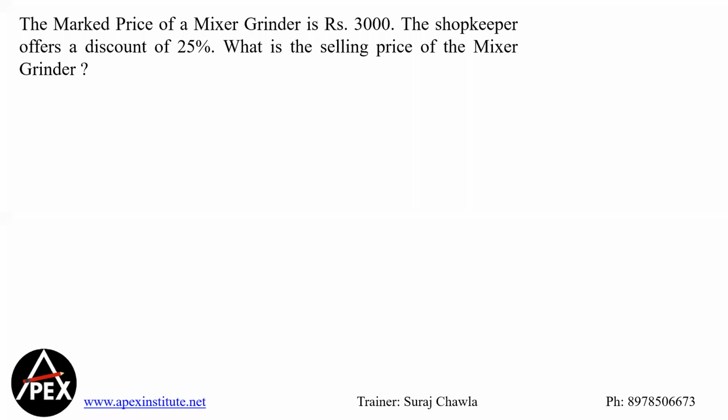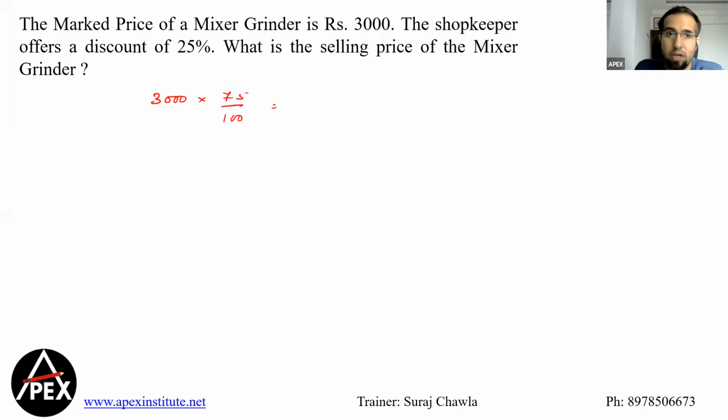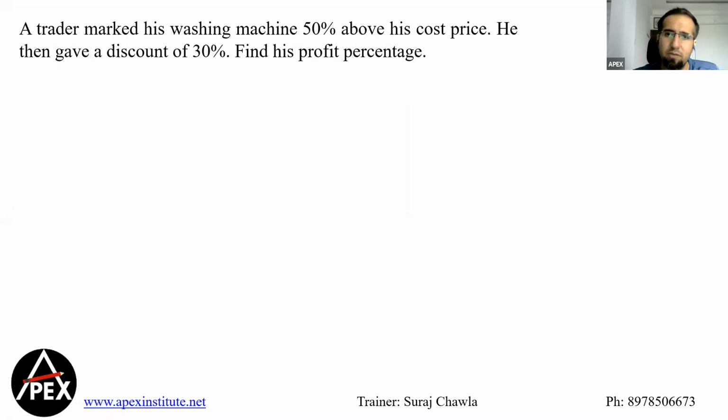Let's see this question, guys. A very simple question. The mark price of a grinder is 3,000. The shopkeeper offers a 25% discount. Now I know that mark price into multiplying factor is equal to selling price. So double zero gets cancelled, and the answer is going to be 2250. Let's solve this, please.